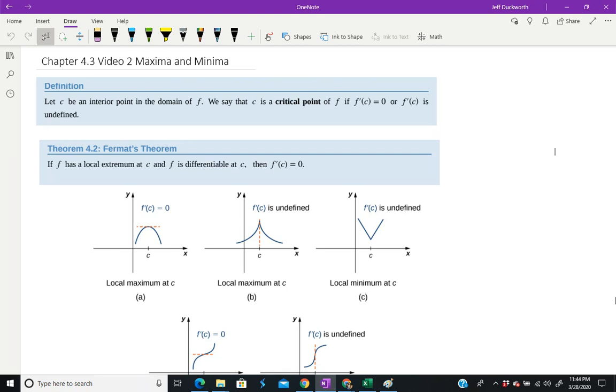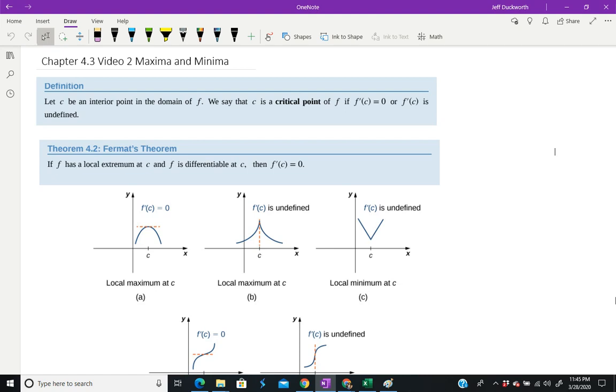Fermat's theorem, which is theorem 4.2, the proof of which is in your book. So if you want to look at it, you can. I'm not going to talk about it here. But the theorem says if F has a local extremum at C and F is differentiable at C, then F prime of C will equal 0. All right, so a couple things. First of all, the local extremum means a local min or a local max. So if you look below in part A, that local max at C has a derivative at C equal to 0. So that's an example of where Fermat's theorem is working.